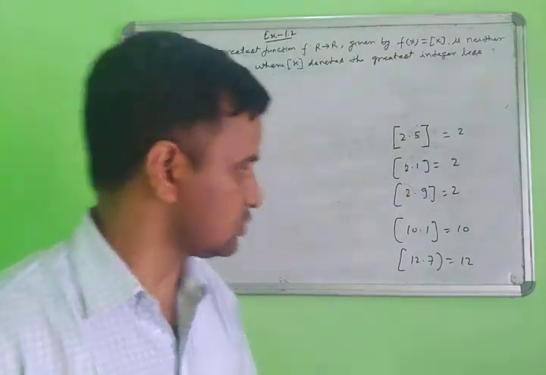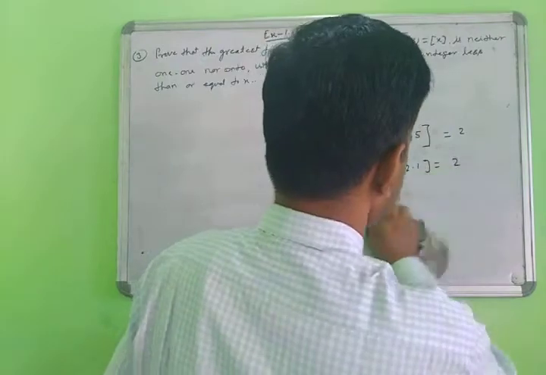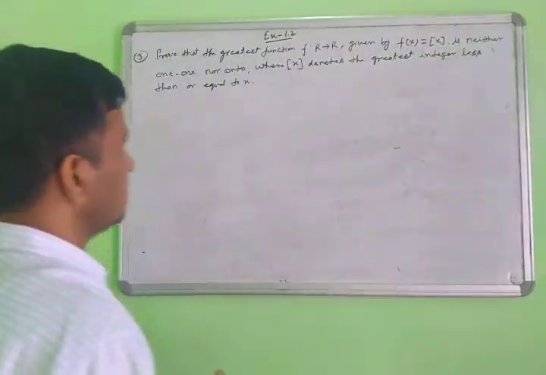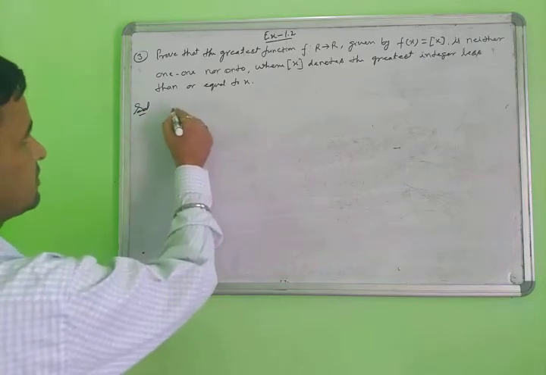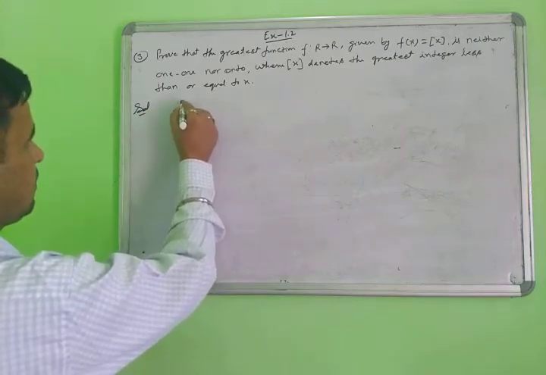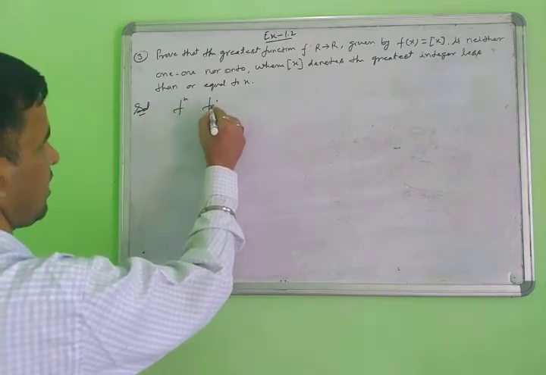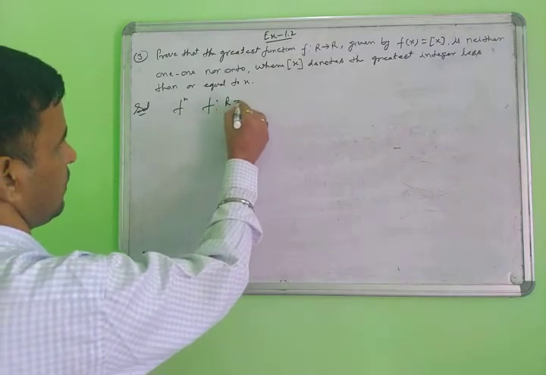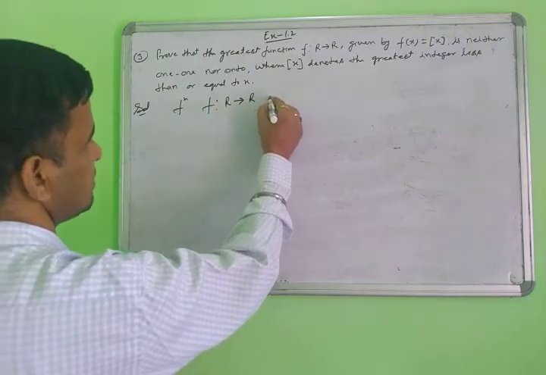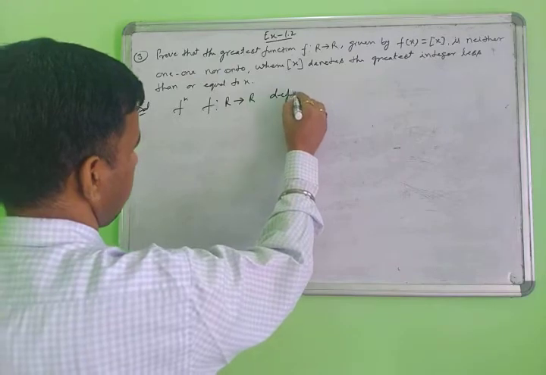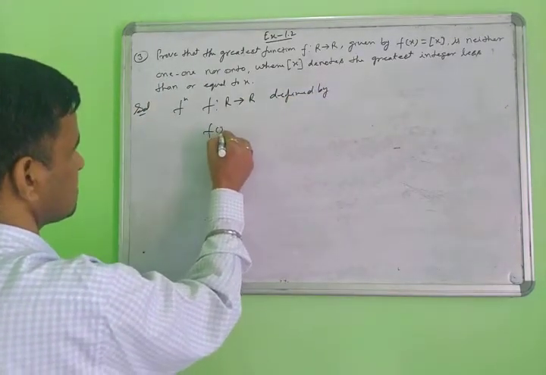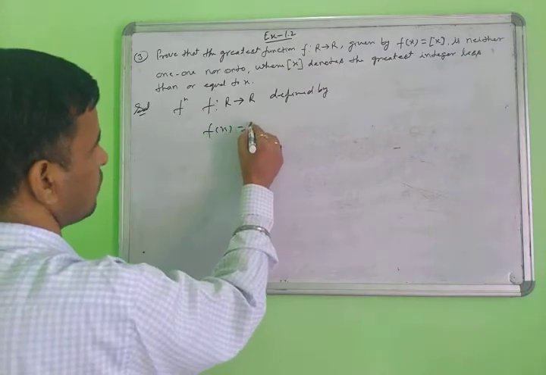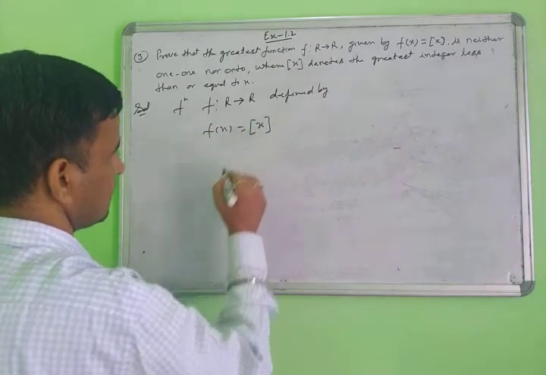Yes, now start the solution. What function is given here? The function f, with domain the real numbers, is defined by f(x) equal to the greatest integer function of x.